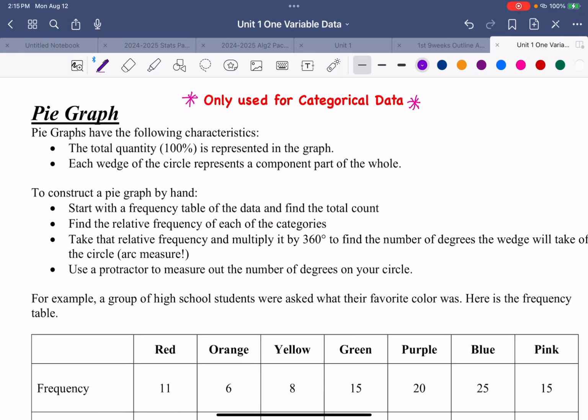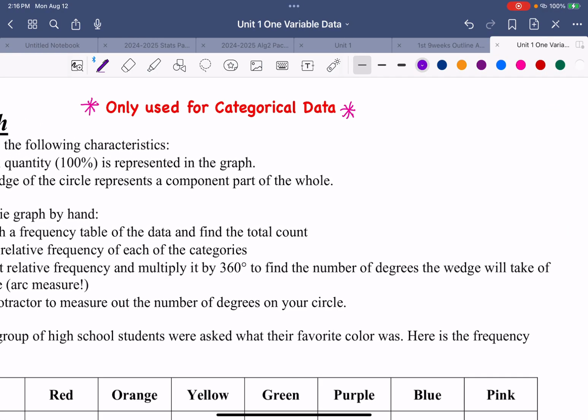Right, pie graphs. Remember, the ones we're showing you today are only used for categorical data. Hopefully you've got an idea what a pie graph looks like. We're going to be creating these, where the total quantity is 100%, which is represented in the graph. Each wedge of the circle is going to represent a part of it.